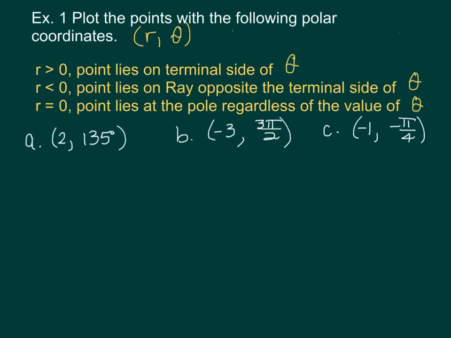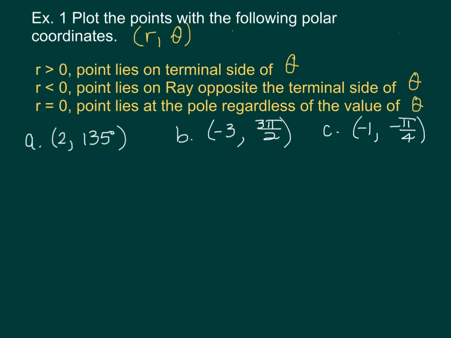Example 1, plot the points with the following polar coordinates. Before we start plotting, you need to know that if r is positive, that means it's greater than 0, the point is going to lie on the terminal side. Remember, terminal is where it ends. If r is negative, the point is going to lie on the ray opposite the terminal side. And if r is equal to 0, it's going to lie at the pole. The pole is right at what we would call the origin, and that is regardless of the value of theta.